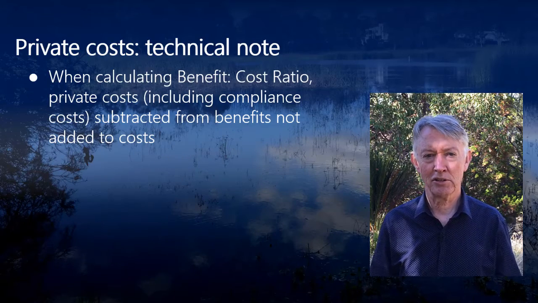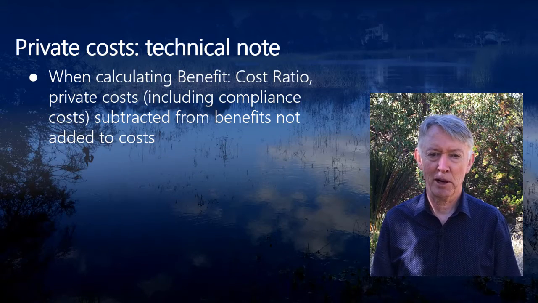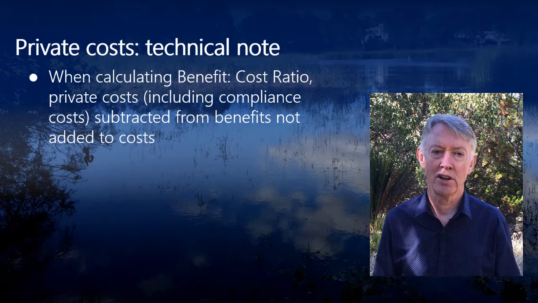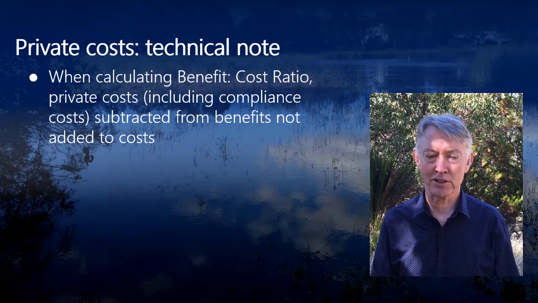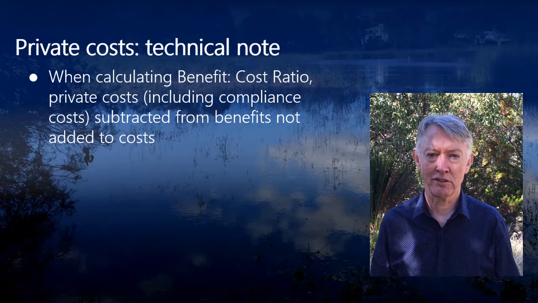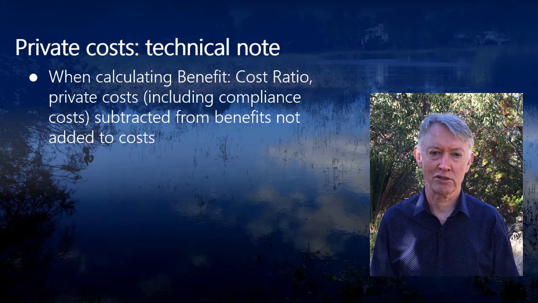Here's a bit of a technical note. When we calculate the benefit cost ratio, any private costs, including compliance costs, would need to be subtracted from the benefits rather than added to the costs in order to get a valid ranking of the different projects from our benefit cost ratios.